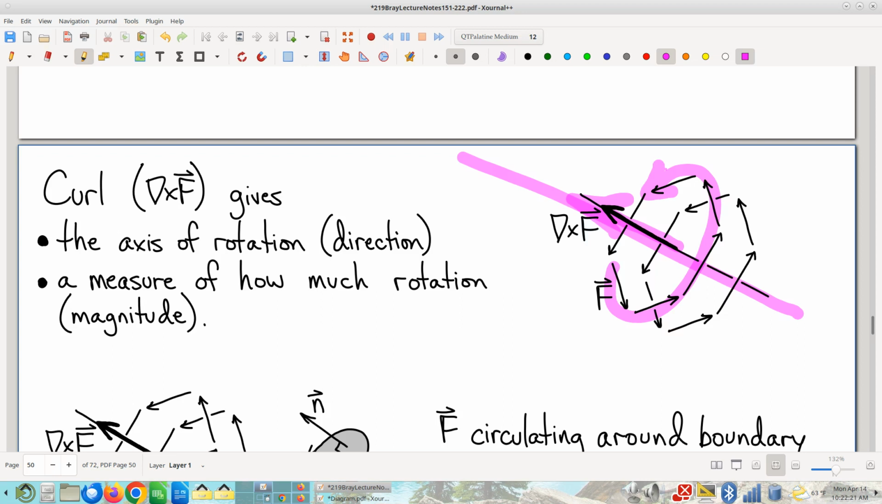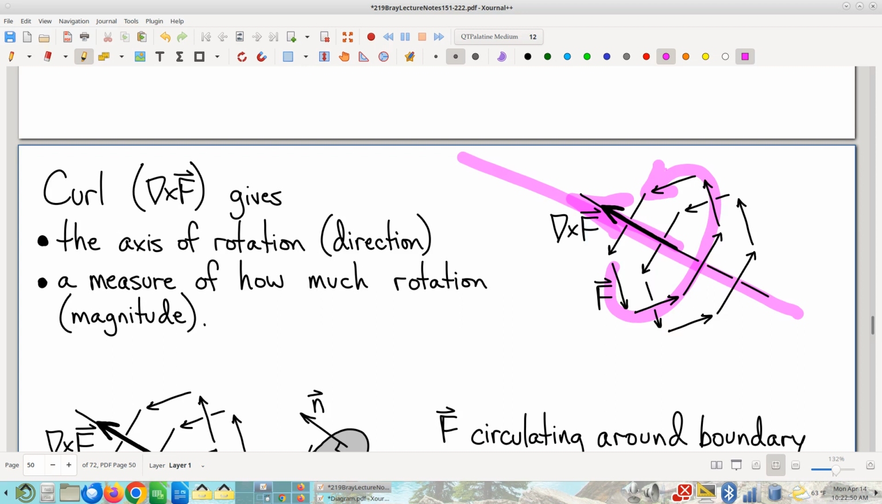Same with curl, right? Curl points in the direction that the rotation is happening. How much of that rotation are you going to experience? Well, it depends. Is your little piece of surface set up in such a way that its boundary is going around the same way that the actual fluid's rotation is? If it is, yeah, then you'll get it. And if it's not, then, well, not so much. Right? So the analogy is quite strong.